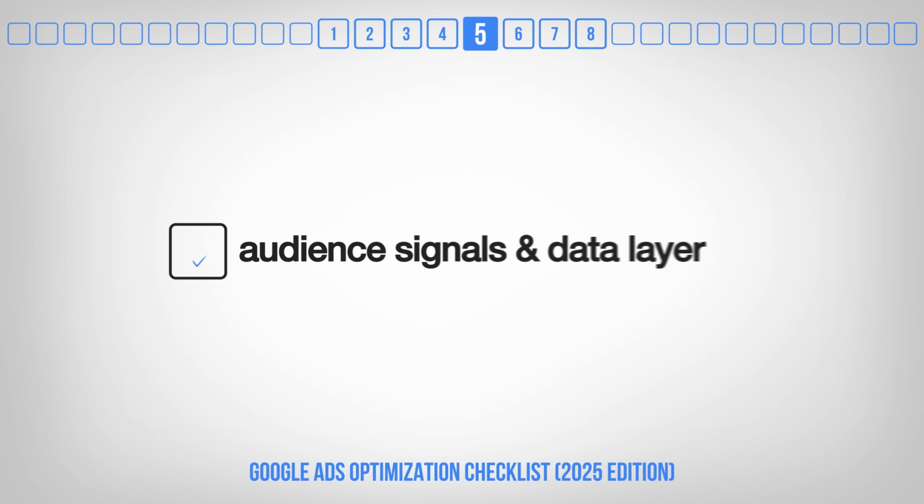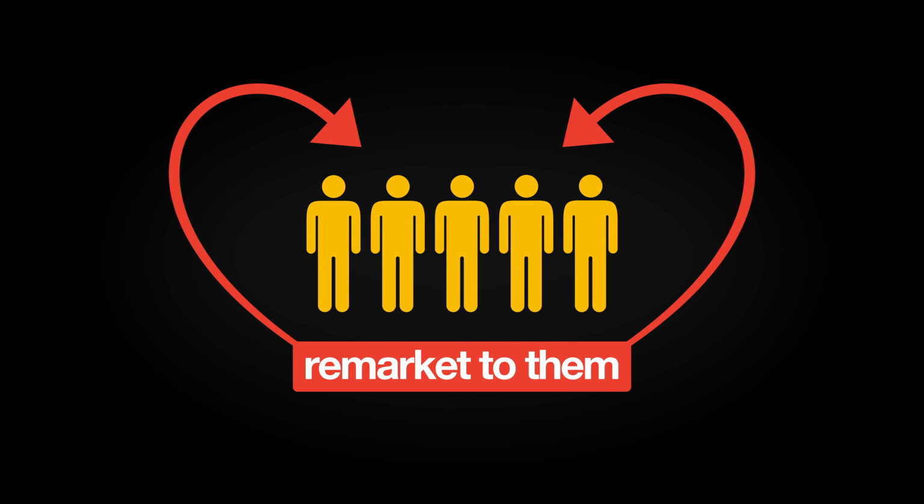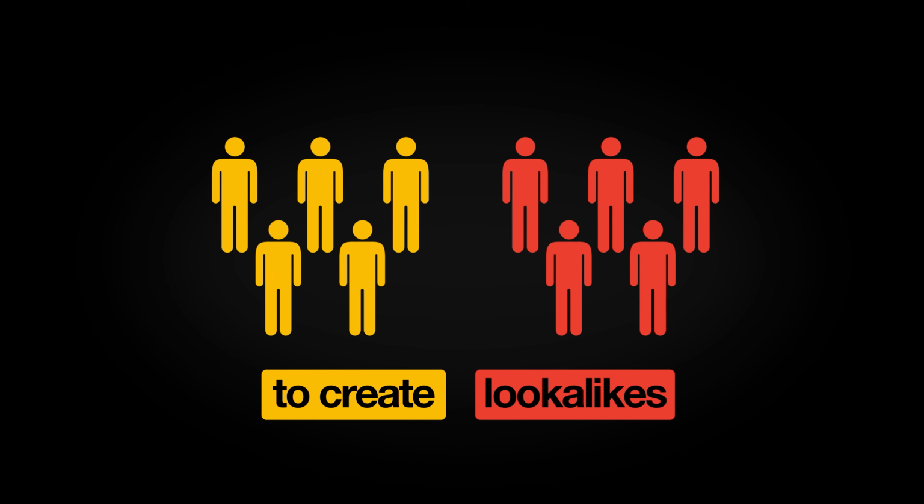Step number 5 is audience signals and data layering. So you want to make sure that you're adding fresh audiences to your Google Ads account, particularly audiences that Google doesn't have visibility over by default. So think of people on your email list or customer information that you've gathered from another source. You want to make sure that's within your Google Ads account so that Google can choose to remarket to them or use them to create lookalikes, do all sorts of things. The more up-to-date data Google has, the better.